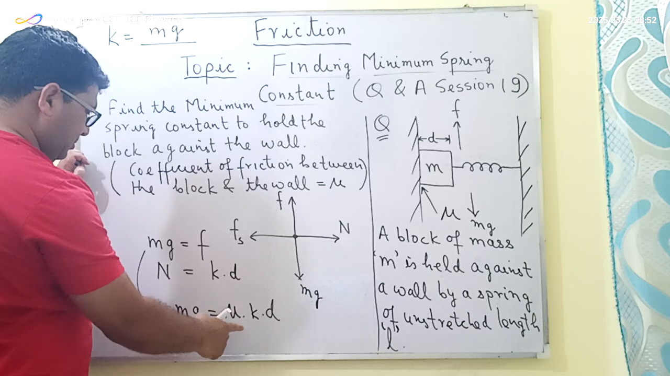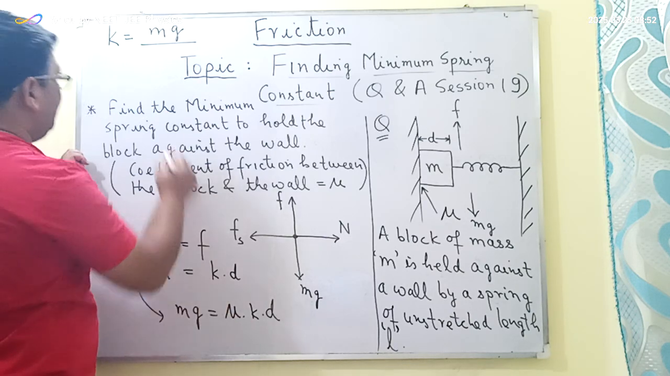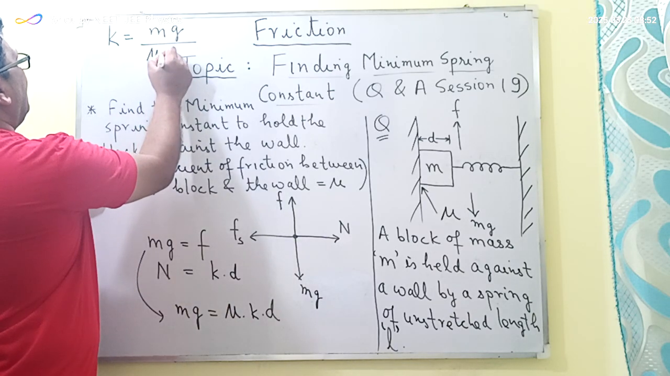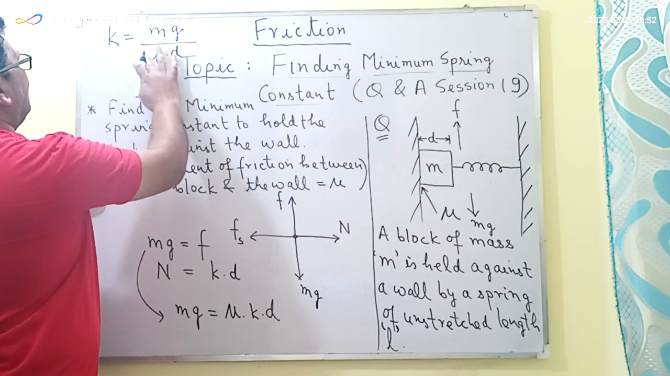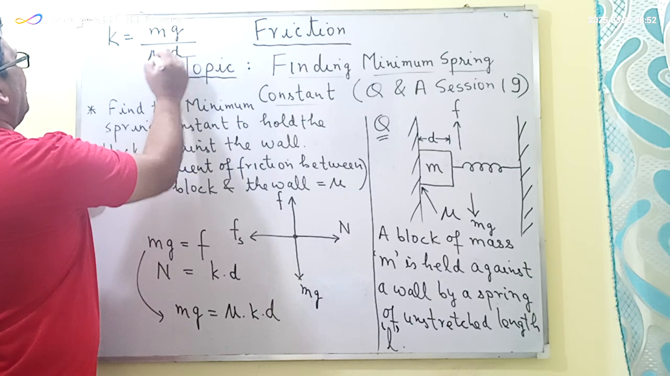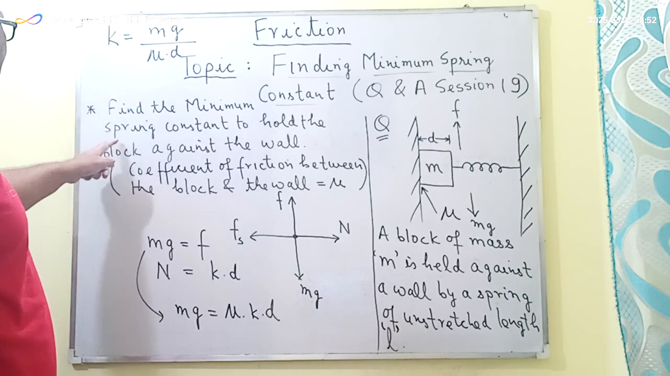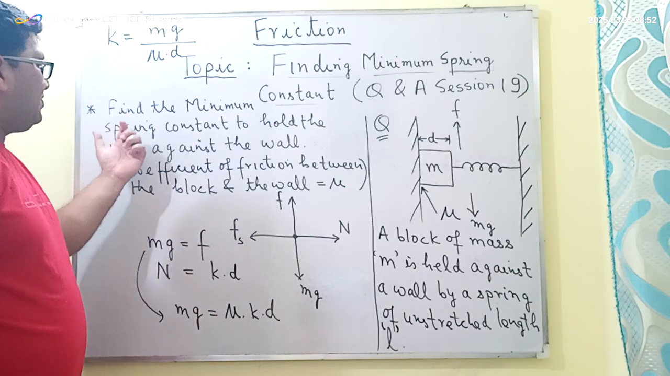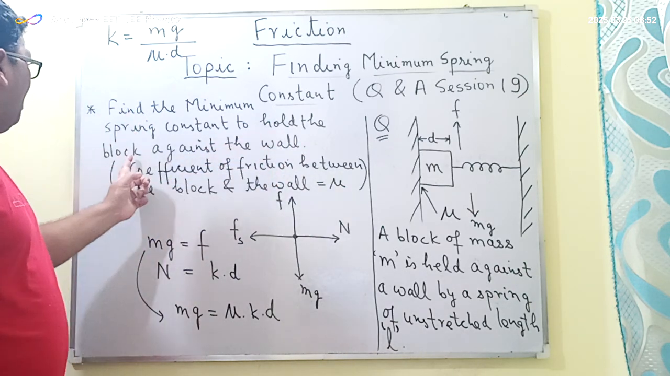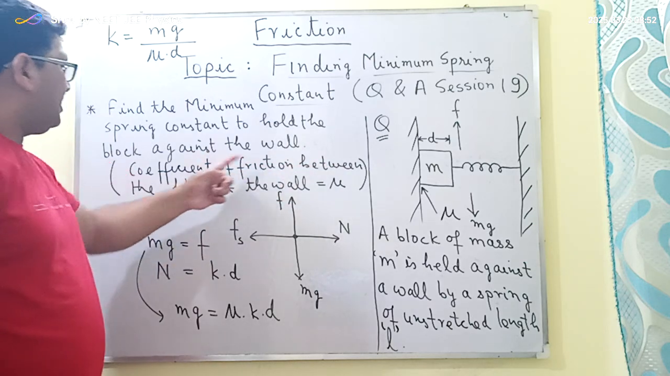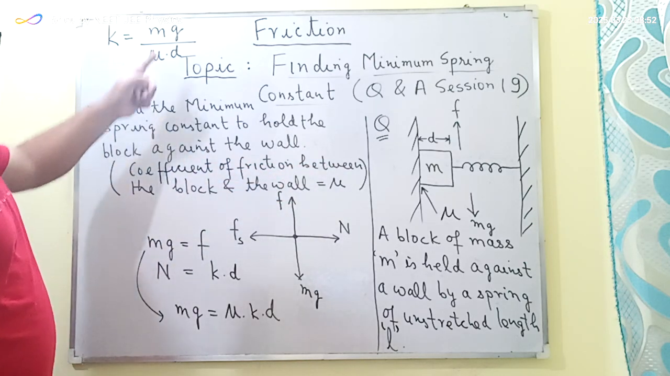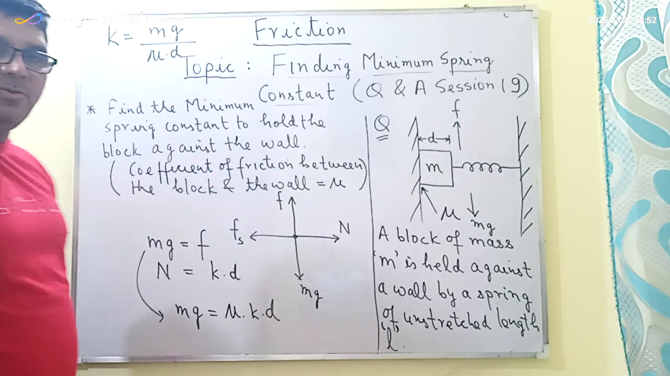divided by mu into d. So this is the value of the minimum spring constant which is required to hold this block of mass small m against the wall. That is, k will be equal to mg divided by mu into d.